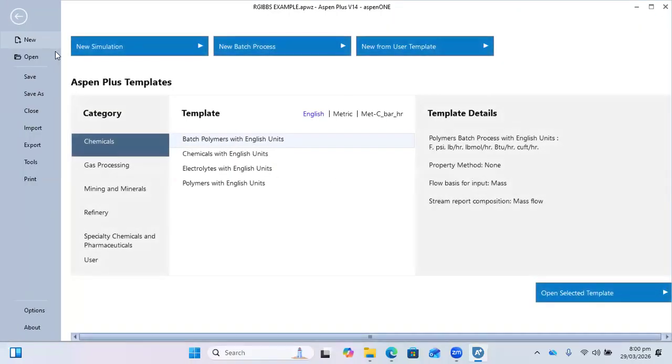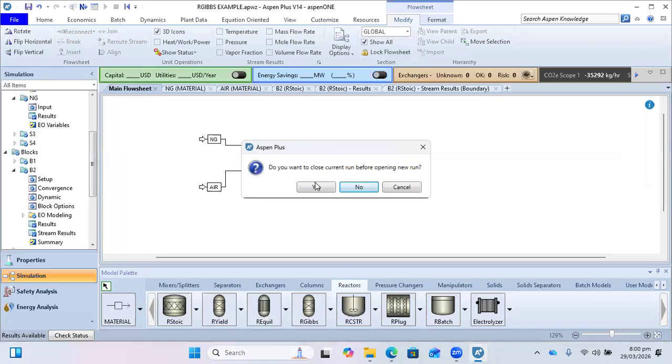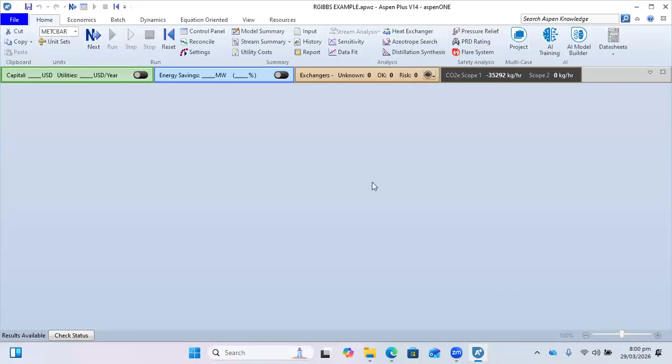So we can open a new simulation. We are going to try a different example. So we can open up a new simulation. I would have used the same one, but then the property method and then the components are going to be different. So I think it's best if we have a new simulation for that. So we'll close this one and then we'll have the new one opened.